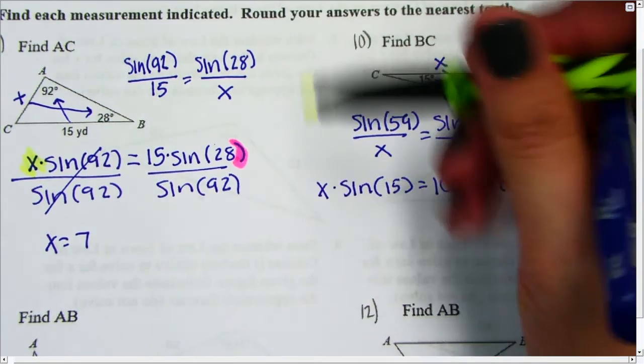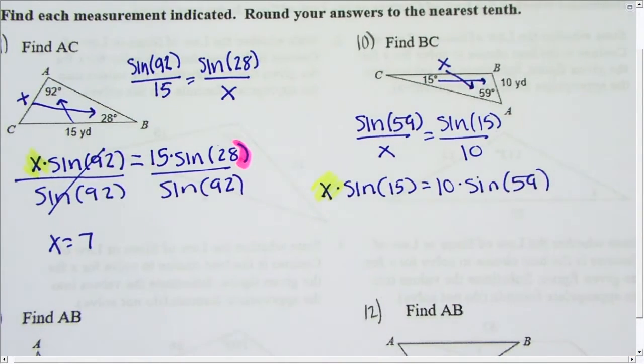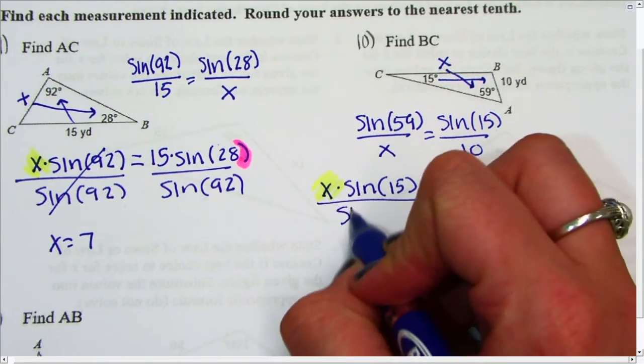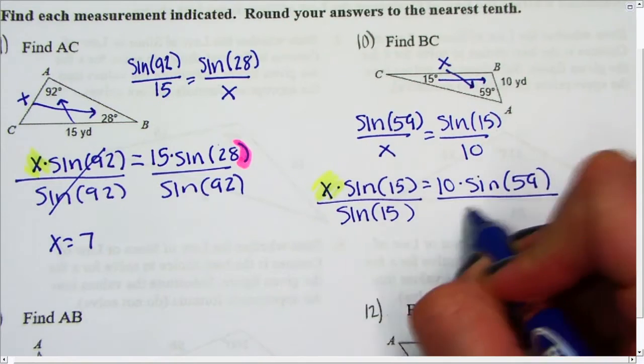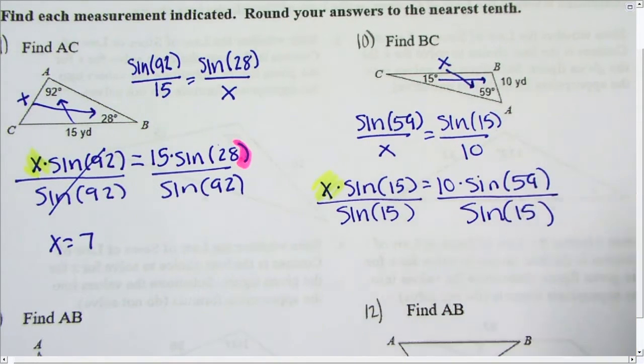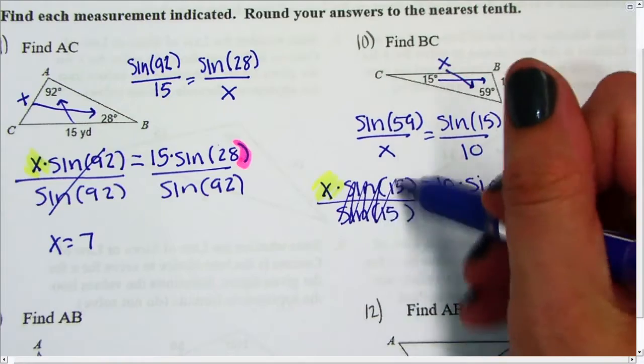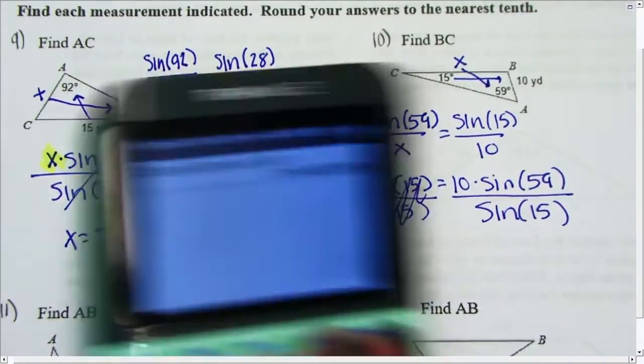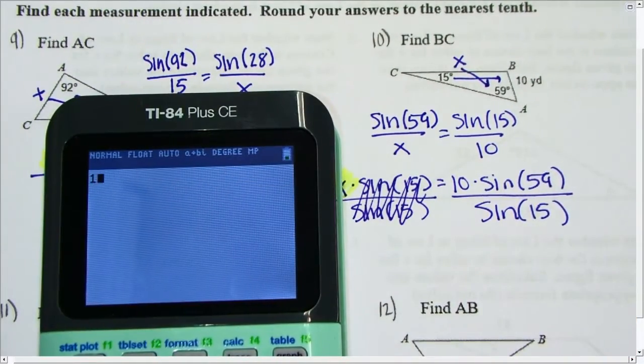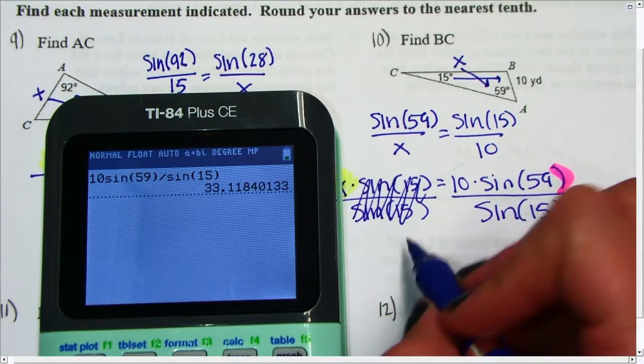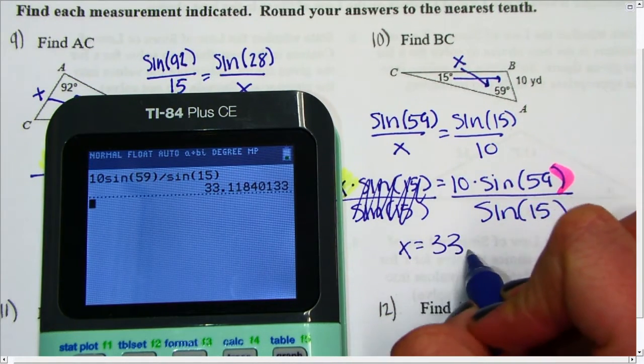Again, in this problem, we're solving for X. So to isolate X, I must divide both sides by the sine of 15. Things to remember, the sine of 15 is stuck together, so these end up canceling. And now I can type in my calculator. 10 sine of 59, being sure to close that parenthesis. If you don't close that parenthesis, it won't work. I'm going to get a totally different answer there. Divided by sine of 15. Rounding to the nearest tenth, I get 33.1.